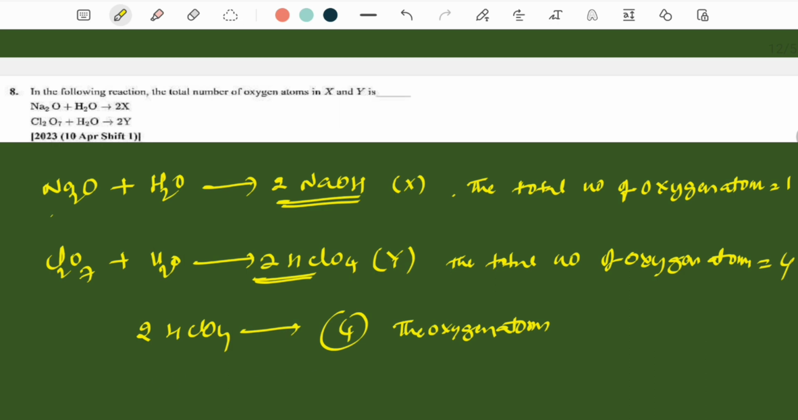X has, Y has 4, X has 1 oxygen atom. Y has 4, X has 1. It's going to be 4 plus 1, 5.